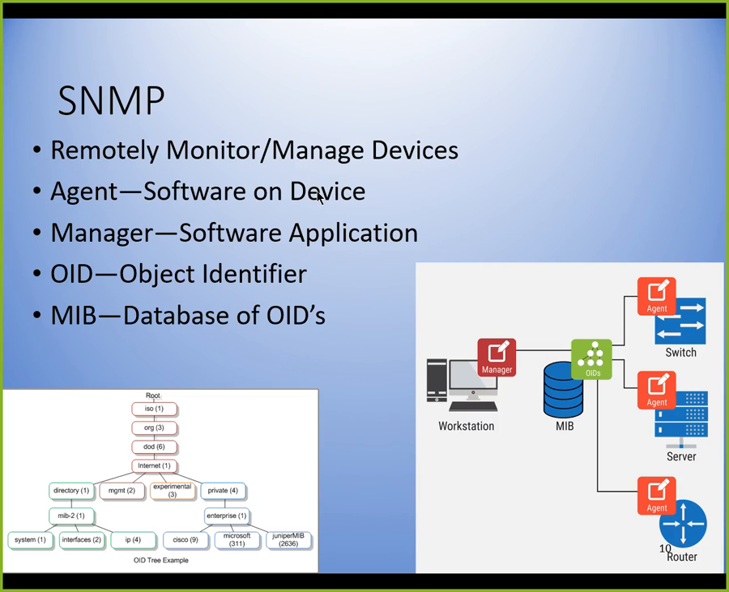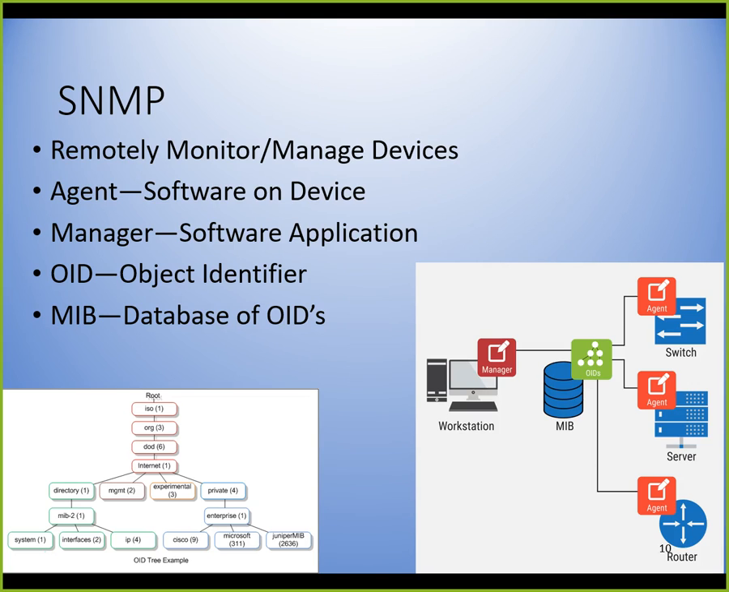So we remotely monitor and manage devices. The agent software is on the device. The manager is the software application. The OID is the object identifier, and the MIB is the database of the OIDs. The thing on the bottom left there is what an OID tree might look like. Do you need to know anything about it? No, it's just there. So this is what one of those things looks like.